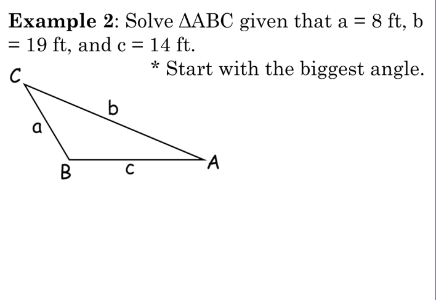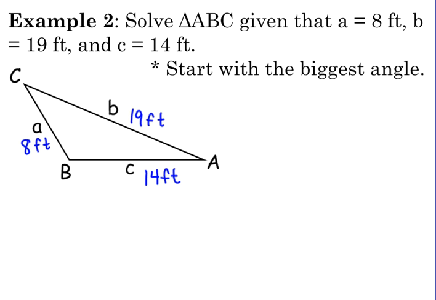So if side A is 8 feet, side B is 19 feet, and side C is 14 feet, we want to solve for our angles. This is the opposite, okay? Law of sines, you want to start with the smallest. Sines, smallest. SS. Cosine, if you have a choice, you want to start with the biggest angle, okay? Law of cosines, you want to start with the biggest angle.